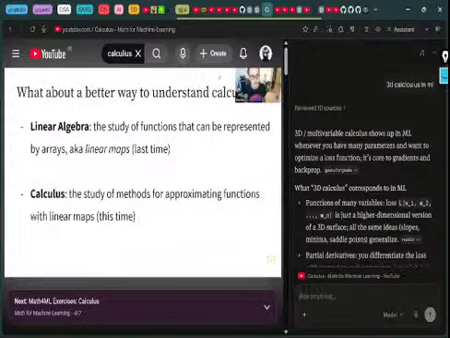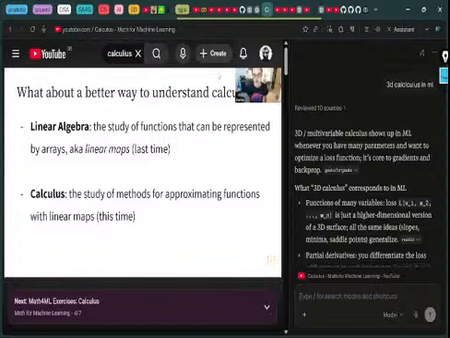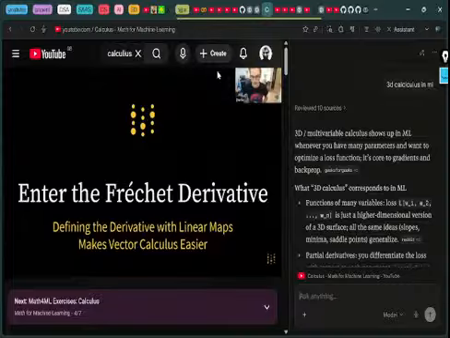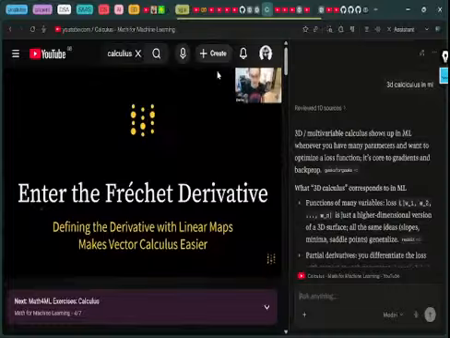Calculus, at least derivative calculus, which is our primary concern, is the study of methods for approximating functions with linear maps. So rather than the function being exactly the same as something linear, we're going to approximate the function with something linear. And we're going to take a slightly different tack than the usual way of defining it. We're going to use a slightly different definition of the derivative. At least the end result is the same, but the definition is different. In mathematics, the way we write our definitions is really important, even if the final object is equivalent. Basically, we're going to define the derivative using linear maps, and that's going to make vector calculus a lot easier when it comes time.